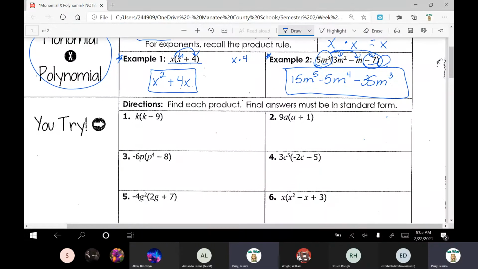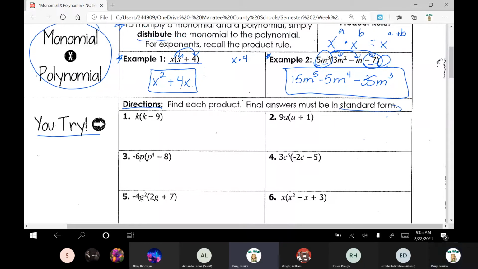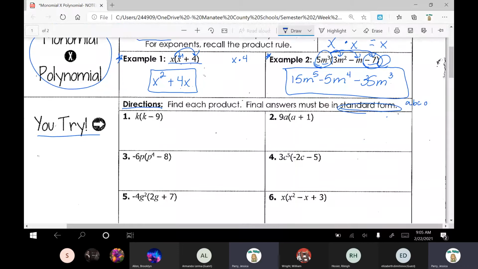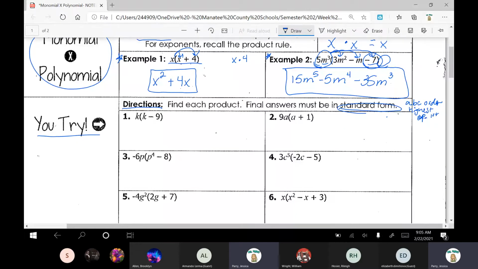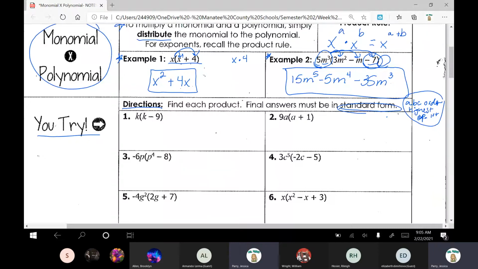Okay. So our next set of examples, you try, directions, find each product. Final answers must be in standard form. Remember, it's alphabetical order. I'm going to write A, B, C order and highest exponent first. It's an EXP for exponent. So that's just a little reminder on what standard form is. ABC order, highest exponent first.